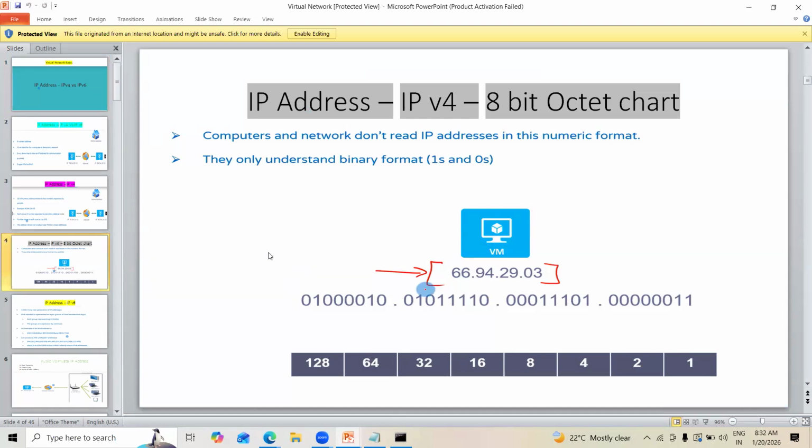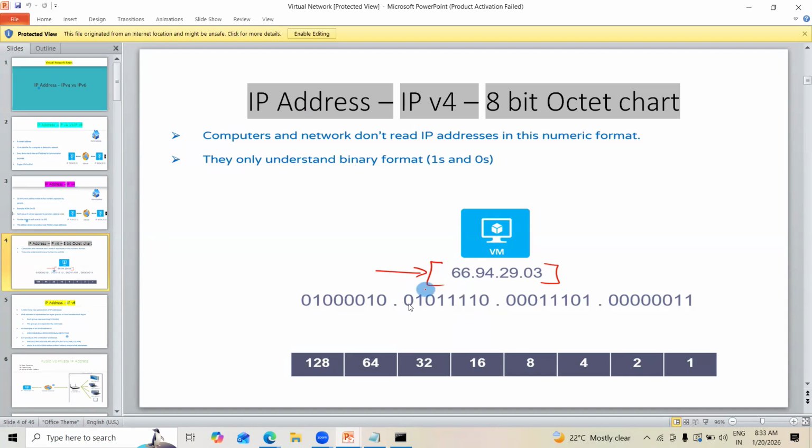We can see we have 1, 2, 3, 4, 5, 6, 7, 8. This is the 8-bit number. This is called the 8-bit octet chart in the IPv4 model. Computer networks don't read IP addresses in numeric format. They only understand binary format, ones or zeros, like this, 1 0 1 0 0 0 1 and so on.